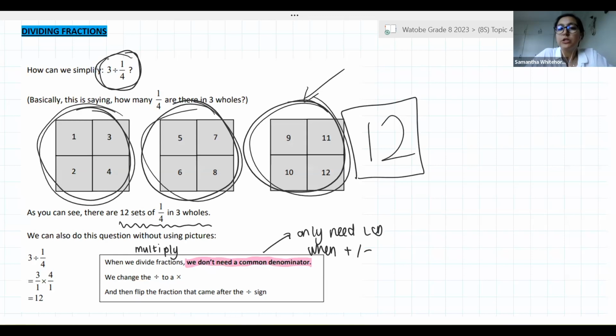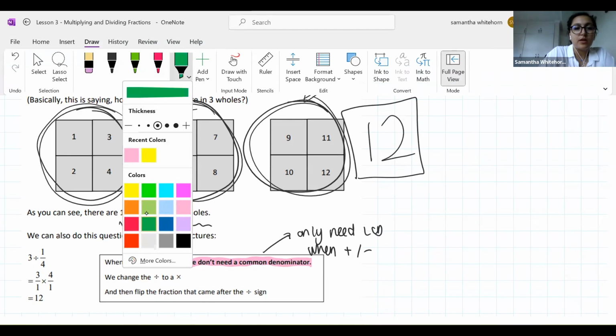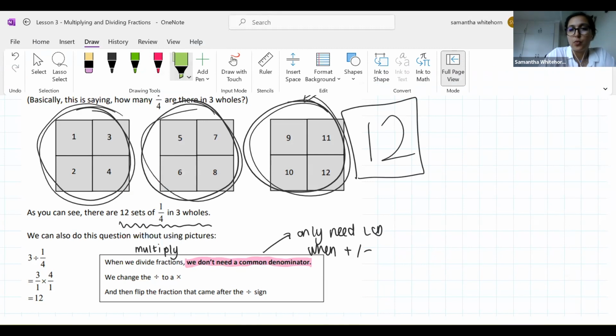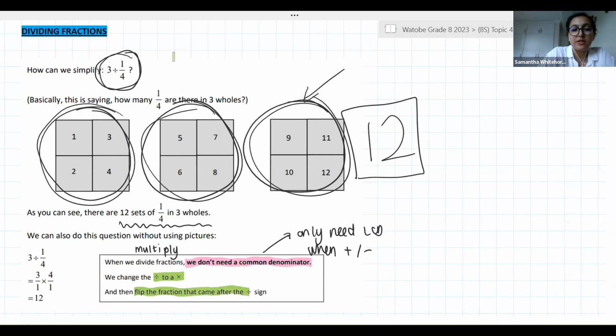Now, again, this is great to visualize it for ourselves, but we want to be able to do this mathematically without having to draw pictures. So there's a way that we can do that we now need to be mindful of. Like it says it all here in the box, but I'm going to give you some little rhymes or little phrases to help you. So basically what we do is we change the division sign to a multiplication sign, and we flip the fraction that comes after the division sign.